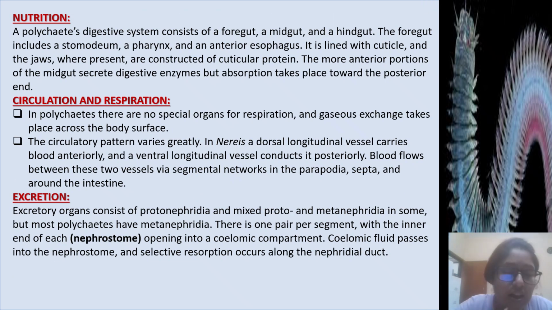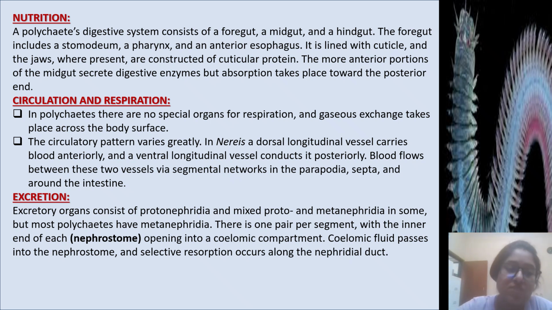Next, nutrition. A polychaete's digestive system consists of a foregut, a midgut, and a hindgut. The foregut includes a stomodeum of pharynx and an anterior esophagus. It is lined with cuticle, and the jaws, when present, are constructed of cuticular protein. The more anterior portions of the midgut secrete digestive enzymes, but absorption takes place toward the posterior end.